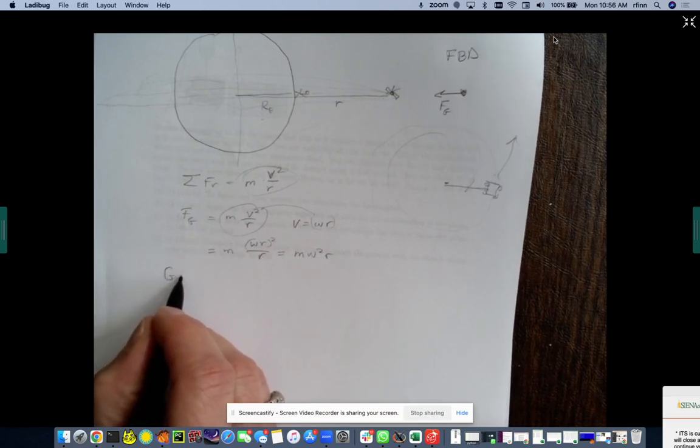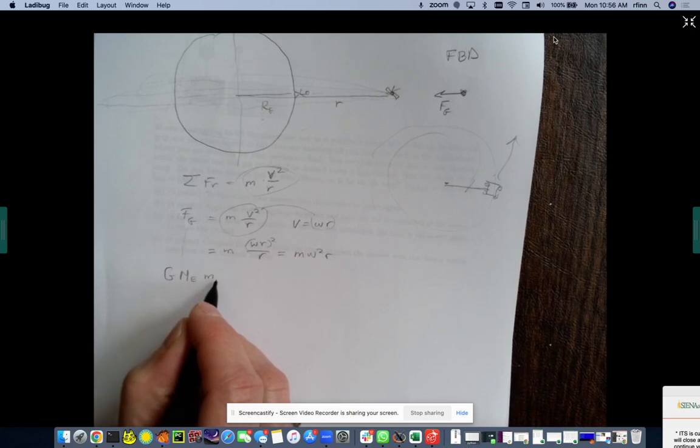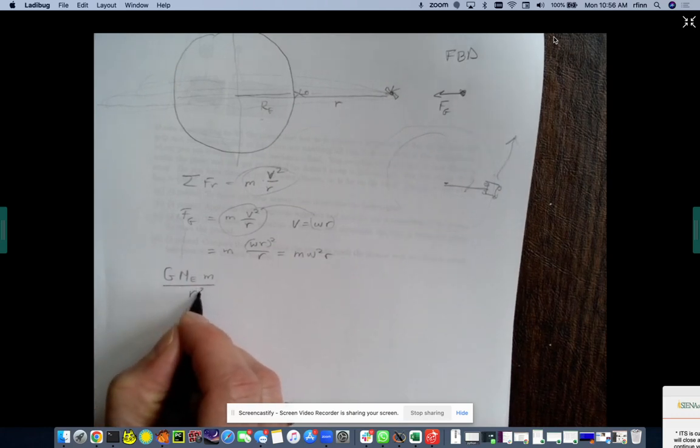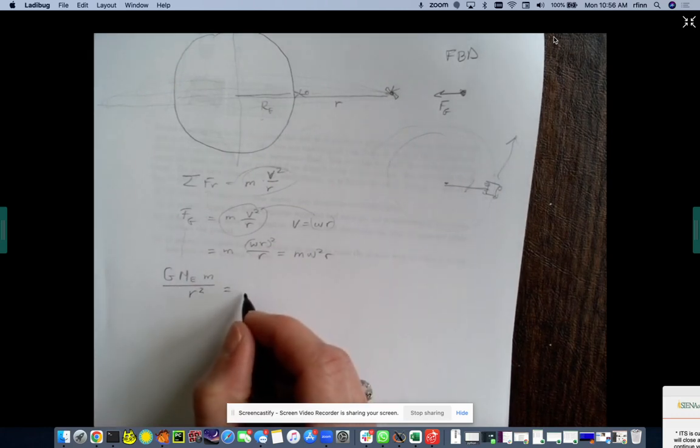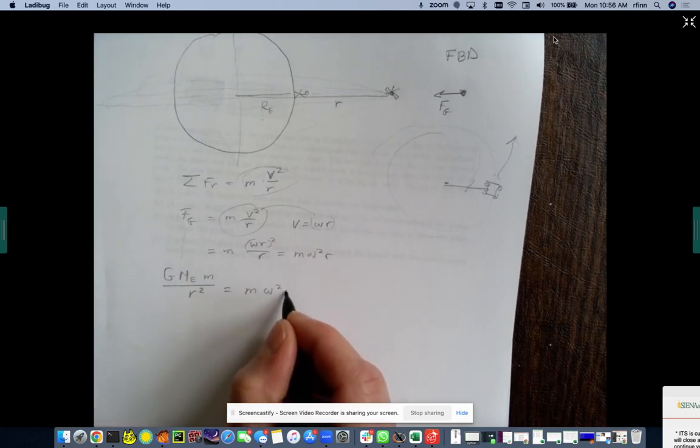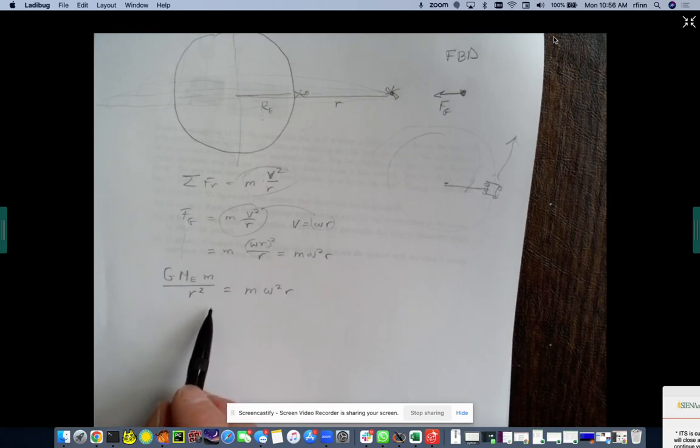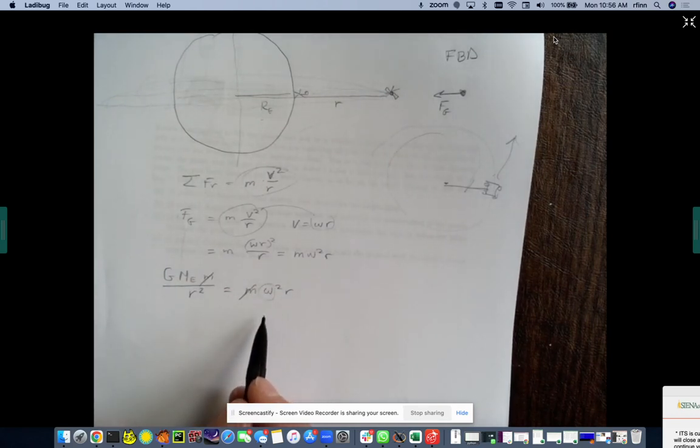So we expand out our force of gravity here. So G, mass of the Earth, mass of the satellite, divided by the radius of its orbit squared, equals the mass of the satellite, its angular frequency squared, times the radius. Okay, so mass cancels out. And we are trying to find the height of the orbit. So actually, we want to know r.